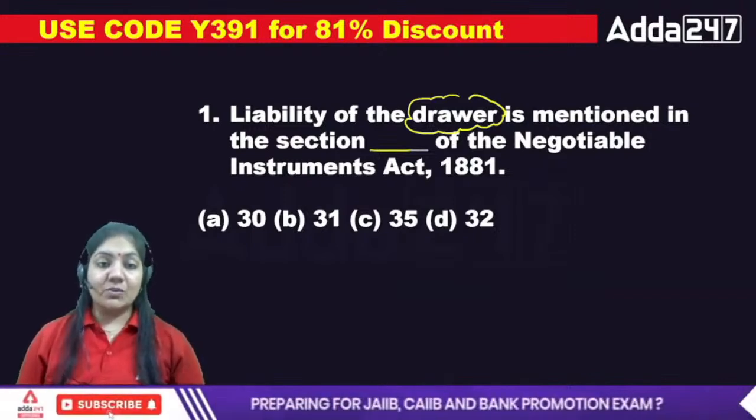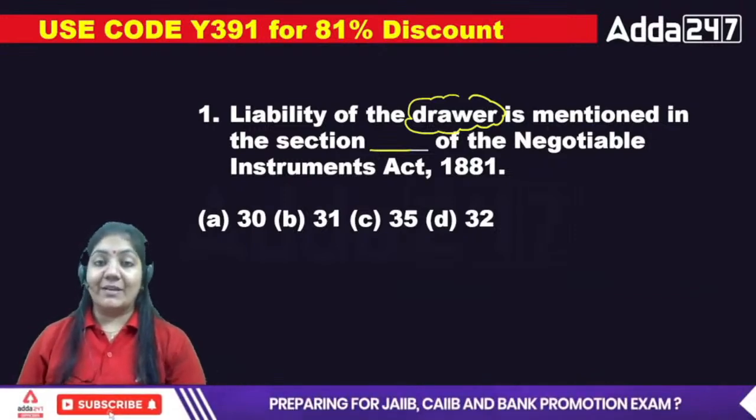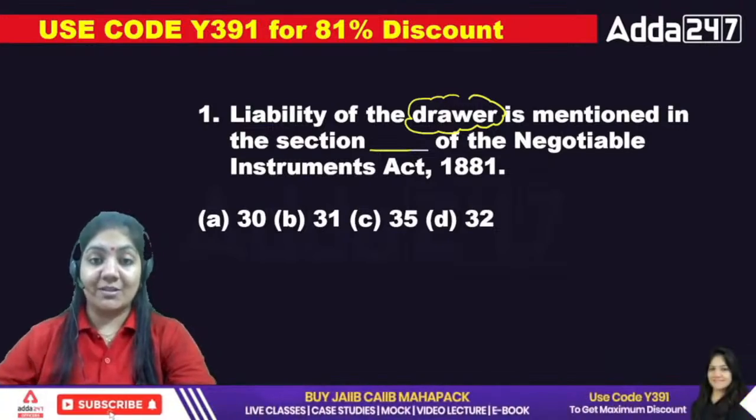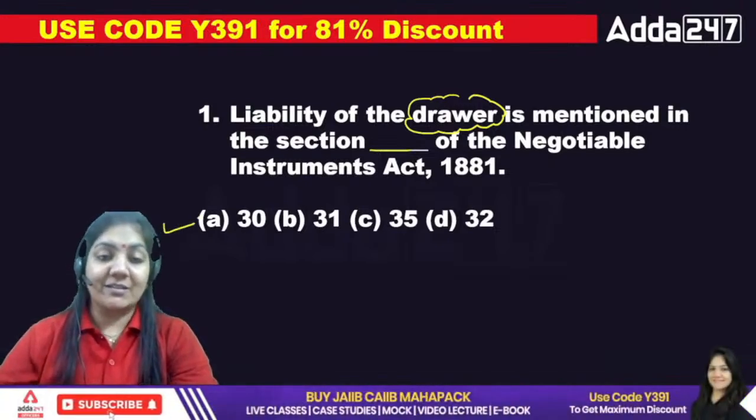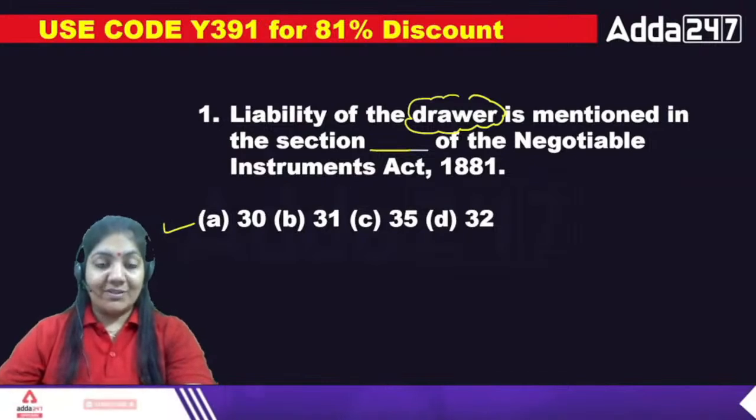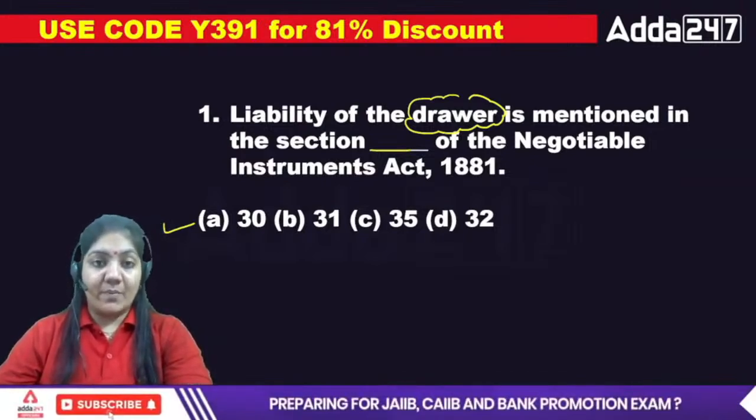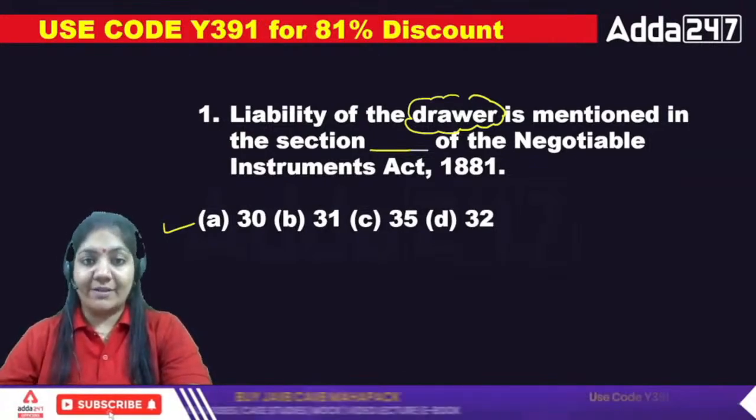So for the first one, the exact answer: the liability of the drawer is mentioned in section 30. That is the right answer. Whatever sections we are mentioning, you have to remember these sections. Okay, so this is the right answer.